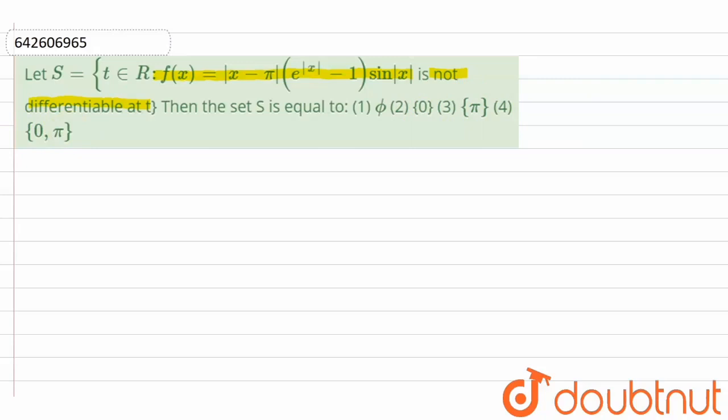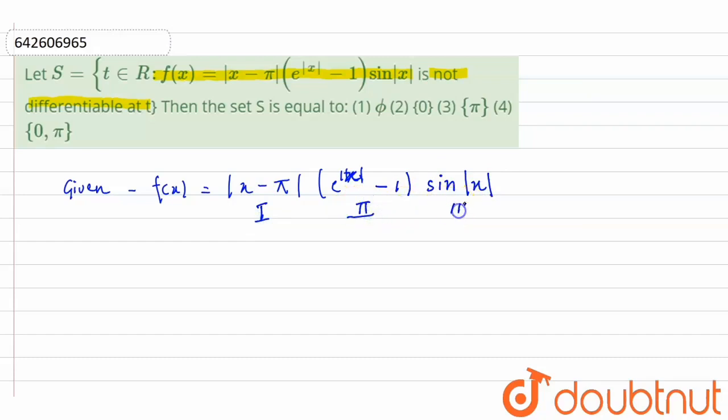Now what has been given is f(x) = |x - pi| (e^|x| - 1) sin|x|. So basically it is a multiplication of three functions. So we will find out at what values f(x) becomes 0. If we put x as pi, it becomes 0 because this mod term will become 0 and all other terms are in multiplication, so the whole function f(x) will become 0.